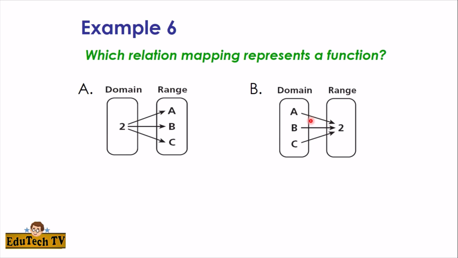Titignan natin dito sa B. Yung A meron siyang 2 as its range. Yung domain na B, ang partner niya 2. Yung domain na C, partner niya ay 2 also. Pero walang naulit doon sa domain. Okay? Though naulit itong range, which is 2, pero titignan lang natin yung domain or yung x. Okay, since walang naulit dito, then choice B represents a function.